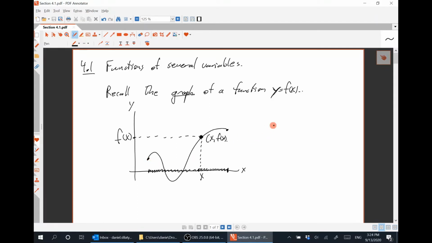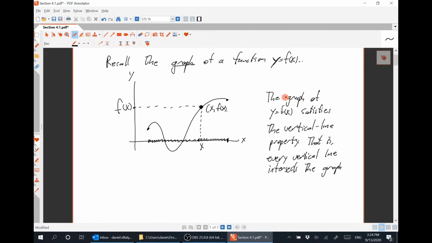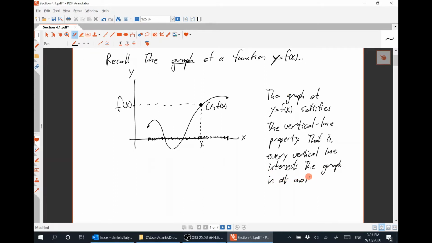And a particular property of that graph is that it satisfies the vertical line property. That is, every vertical line intersects the graph in at most one point. There's no stuff like this. I mean, like you have a circle, x squared plus y squared equals 1. Then here, vertical lines can intersect the graph twice.